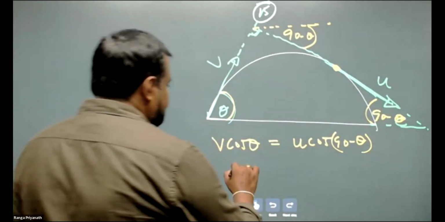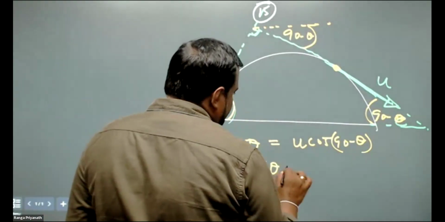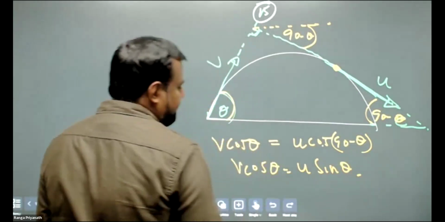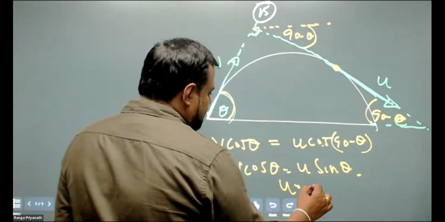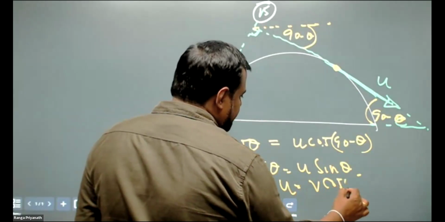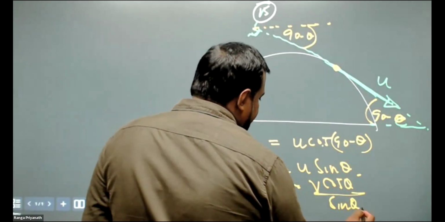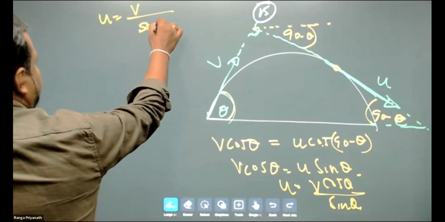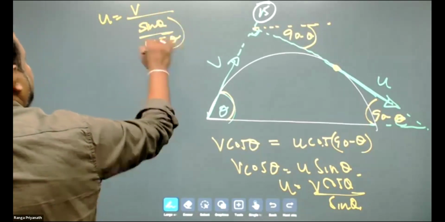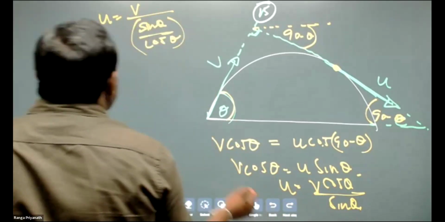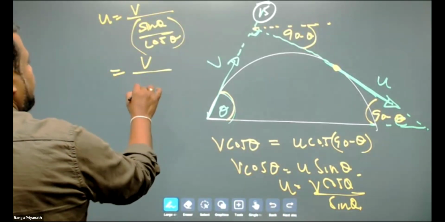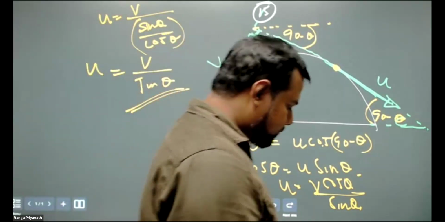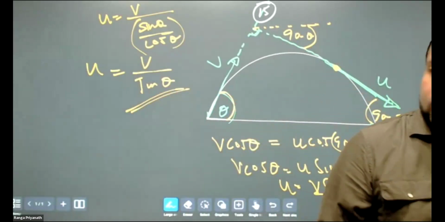So V cos theta, U cos (90 minus theta), which is sin theta. Here we need U equals V cos theta over sin theta. U equals V times cos theta over sin theta. We can write it like this, no? Cos theta, you can take it out. This is tan theta, so U equals V over tan theta.